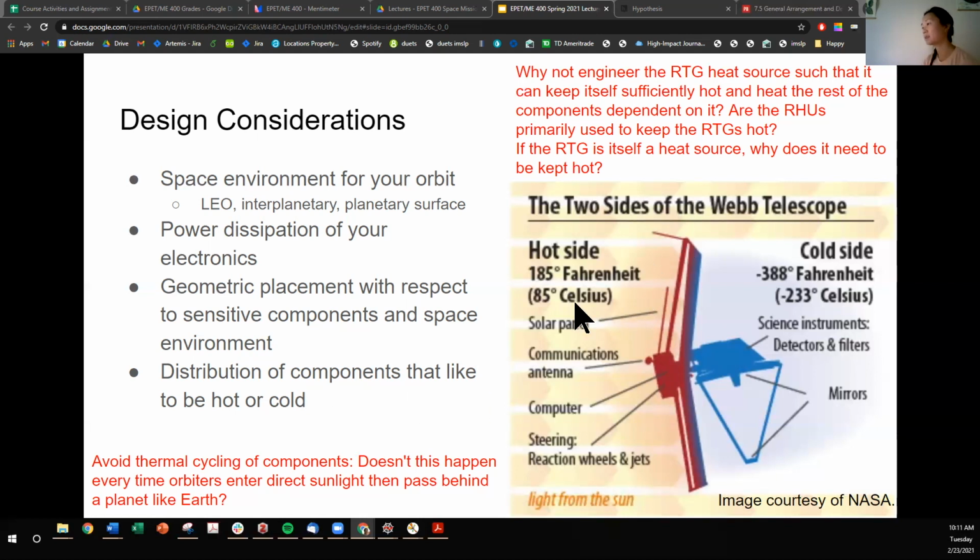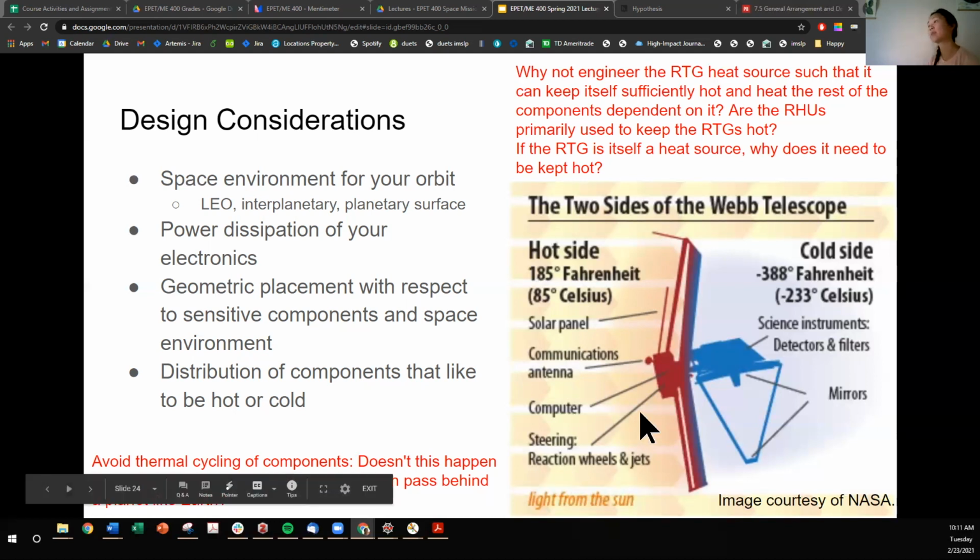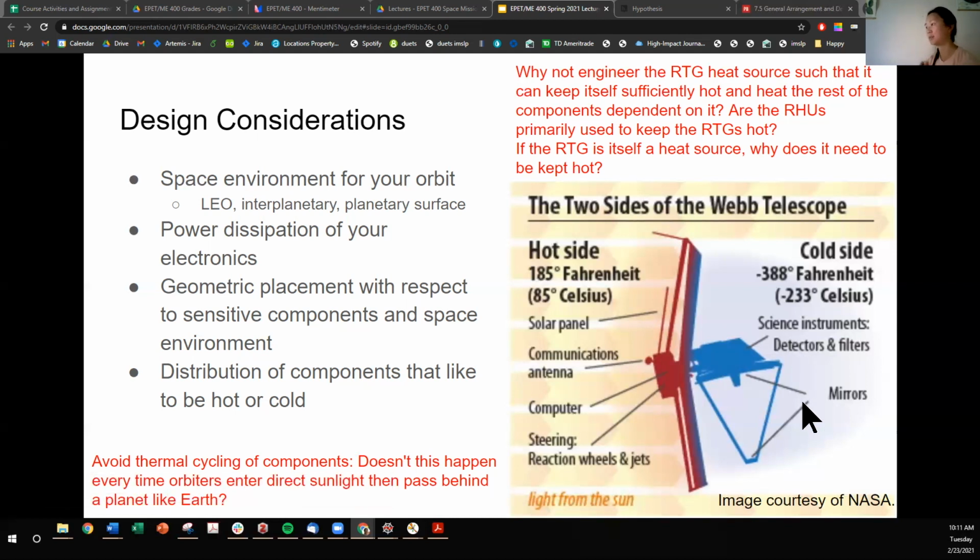So these, the solar panel, antenna, computer, and reaction wheels, those like to be warm. So you bunch them together. And then on the other side, the science instruments, the mirrors, they like to be cold. So that's where you would bunch them on the other side.